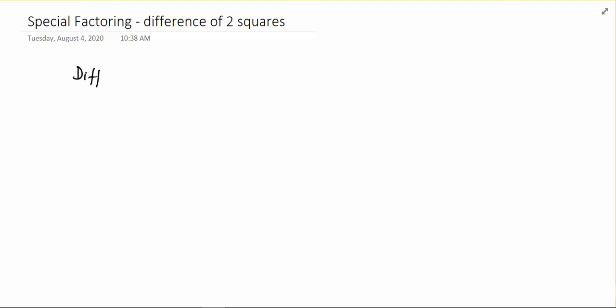Difference of two perfect squares. Factoring.